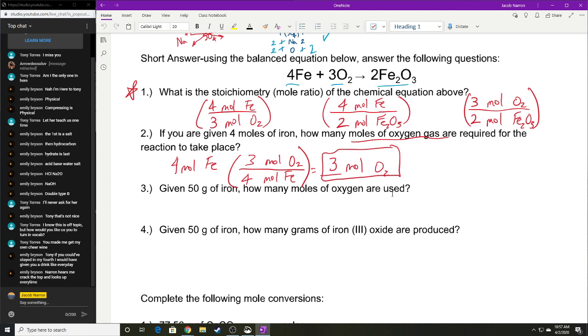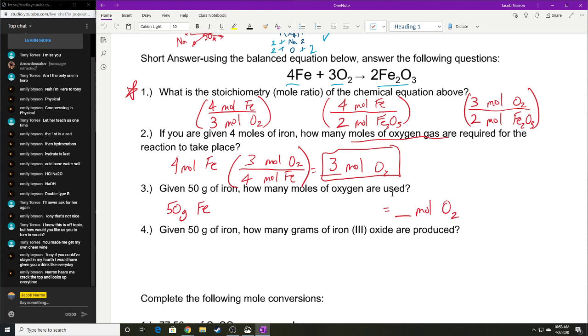Given 50 grams of iron. And once again, they're giving us something to start with. How many moles of oxygen are used? So we're still looking for moles of oxygen, way over here somewhere. That's what we're trying to get to.